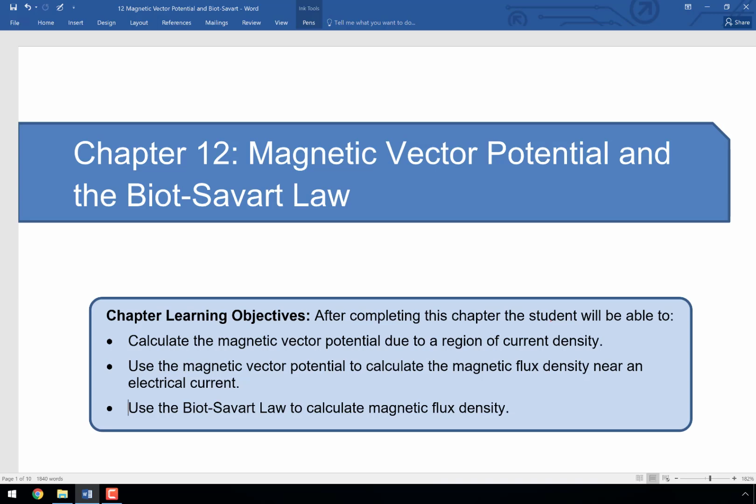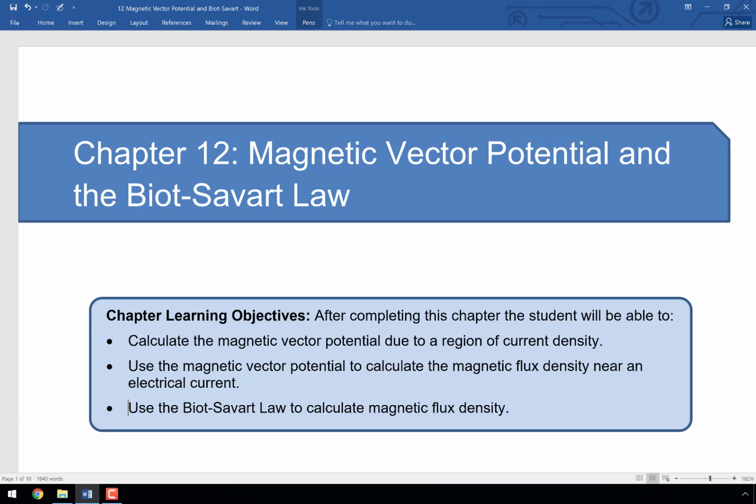You'll remember that last time in Chapter 11 we introduced the concept of magnetostatics. We saw how Ampere's law can be used to calculate the magnetic flux density that's near a very symmetric region of charge. And we saw that Ampere's law was very similar to Gauss's law.